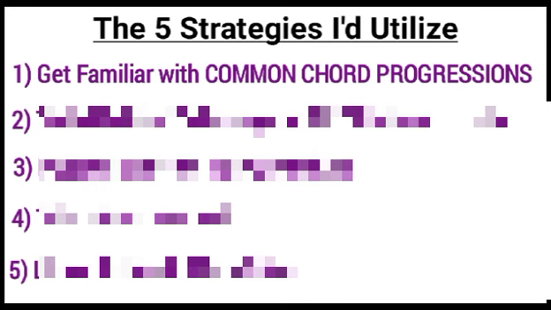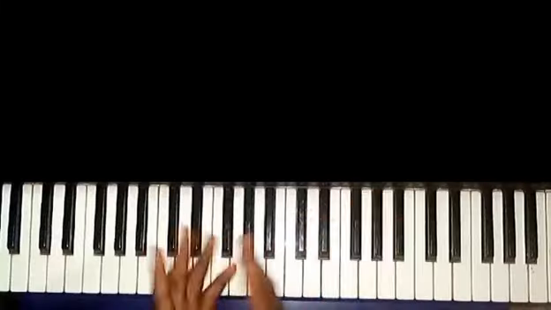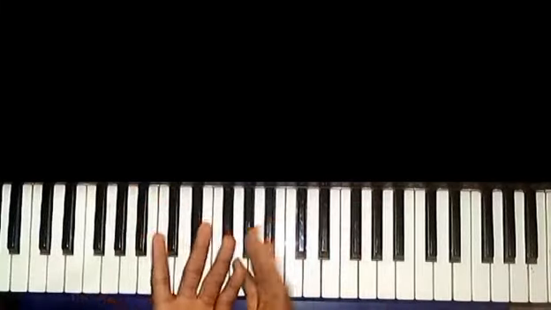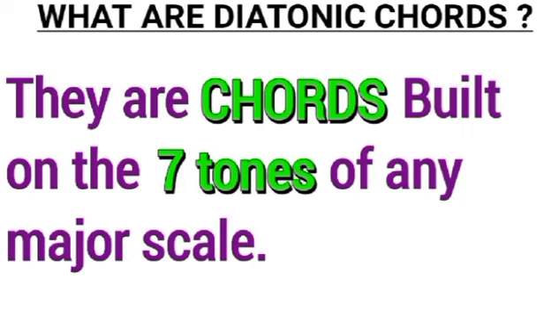So the second tip or guideline I would follow if I'm to find the chord progression of a song myself, which I also recommend you do, is to train my ears to recognize the 7 diatonic chords of a particular key or scale. Don't worry, I'm going to teach you how to do this. Before we even start, what do we mean by diatonic chords, in case you don't know? Diatonic chords are simply the chords built on the 7 tones of a particular scale.